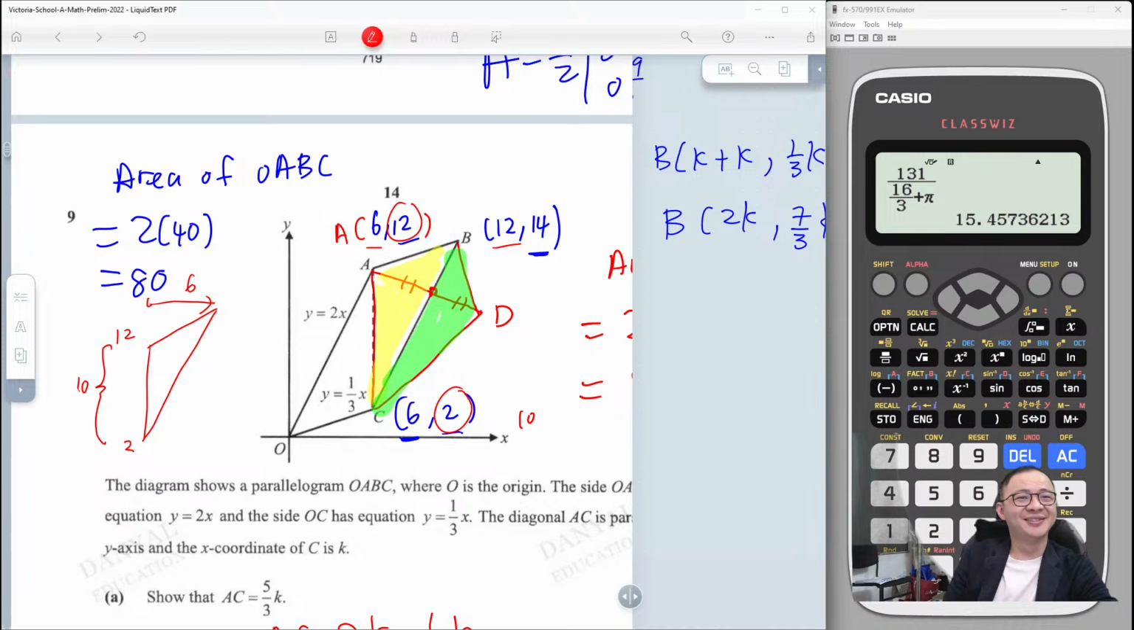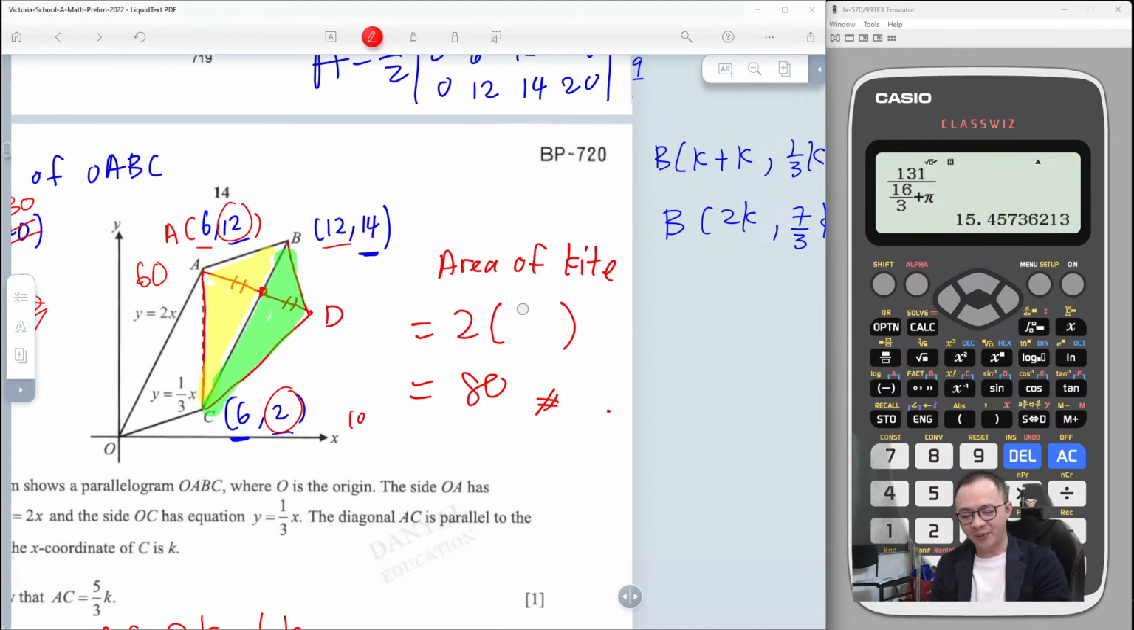Alright. Yeah, you're right. Just now I accidentally took the 40 minus 6 maybe. So this one is 6. So the area of the yellow one should be 30. So the area for the parallelogram will be 60. This area for the kite will be 60 also. Yeah, thanks for the correction, Kevin.